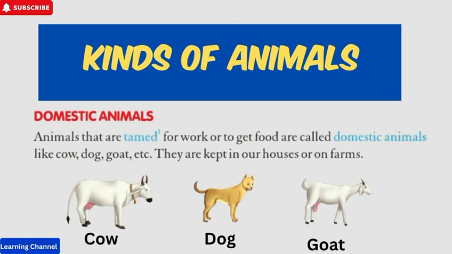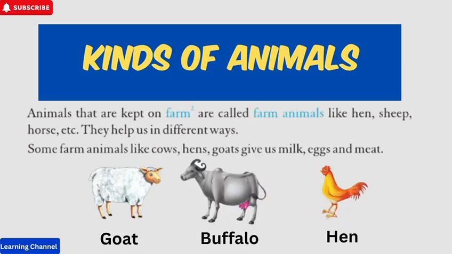Domestic animals. Animals that are tamed for work or to get food are called domestic animals like cow, dog, goat, etc. They are kept in houses or on the farms. Examples of domestic animals are cow, dog, and goat. Animals that are kept on farm are called farm animals like hen, sheep, horse, etc. They help us in different ways. Some farm animals like cow, hens, goats give us milk, egg and meat. The examples of farm animals are goat, buffalo and hen.